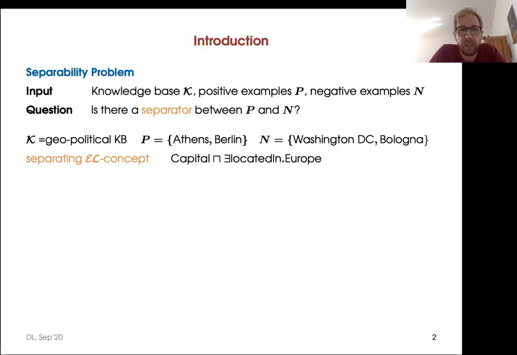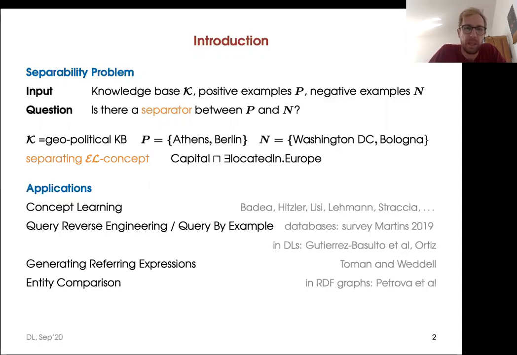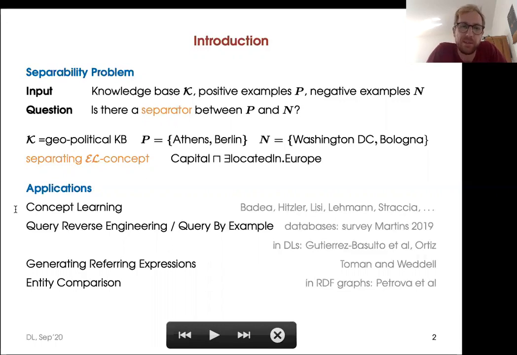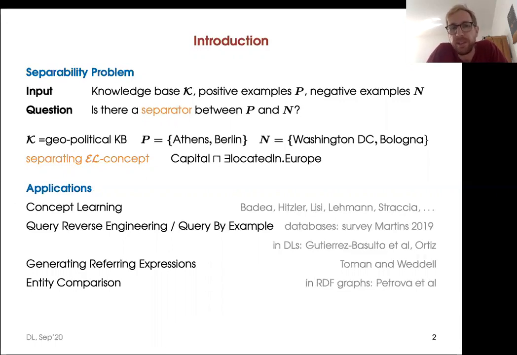So we are interested in a logical separator. In machine learning, people maybe would call it a classifier, right? The separability problem has many applications, in particular concept learning, query reverse engineering, query by example, and also it has applications in referring expressions and entity comparison, for example, in RDF graphs. Let me just say that for concept learning, we have already seen an example. We have learned that Athens and Berlin have something in common, namely that they are European capitals.